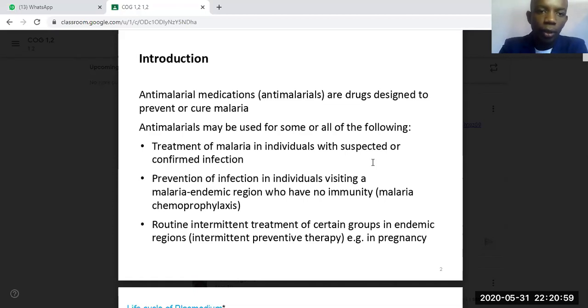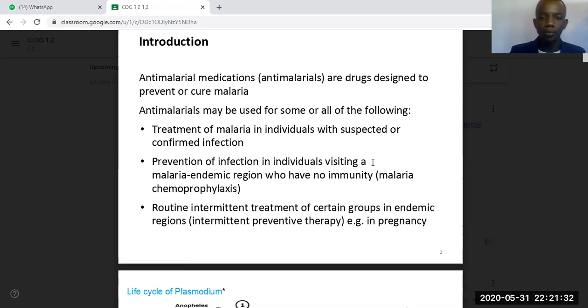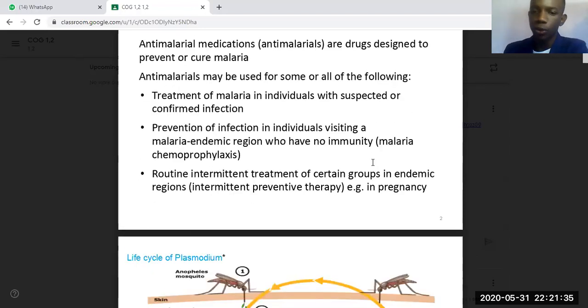Now, when we are looking at anti-malarial medications, these are drugs that are designed to prevent or cure malaria. The anti-malarials may be used for some of the following. We can use them for treatment of malaria in individuals with suspected or confirmed infection. We can use them for prevention of infection in individuals visiting a malaria endemic region or who have no immunity, which is malaria chemoprophylaxis. Then we can also use them as routine intermittent treatment of certain groups in endemic regions.